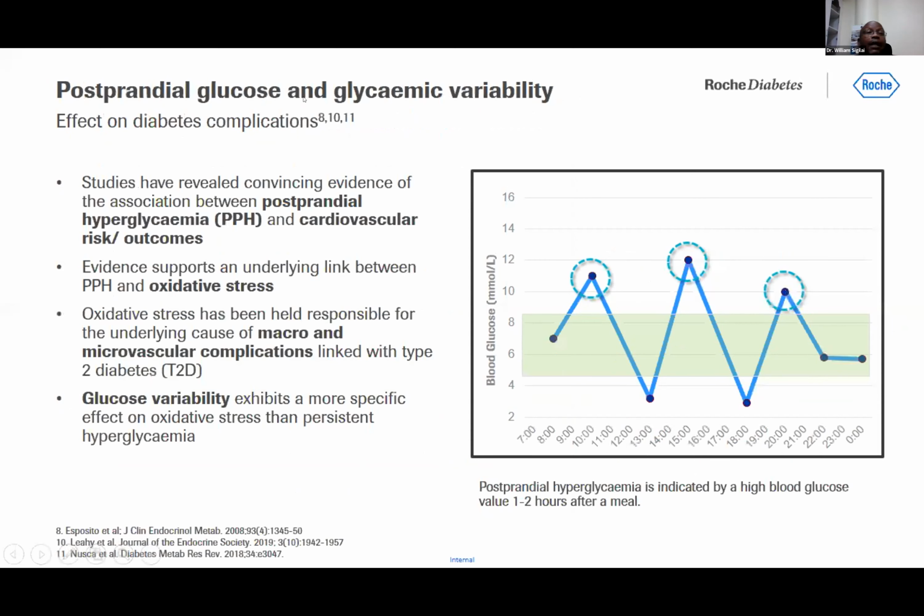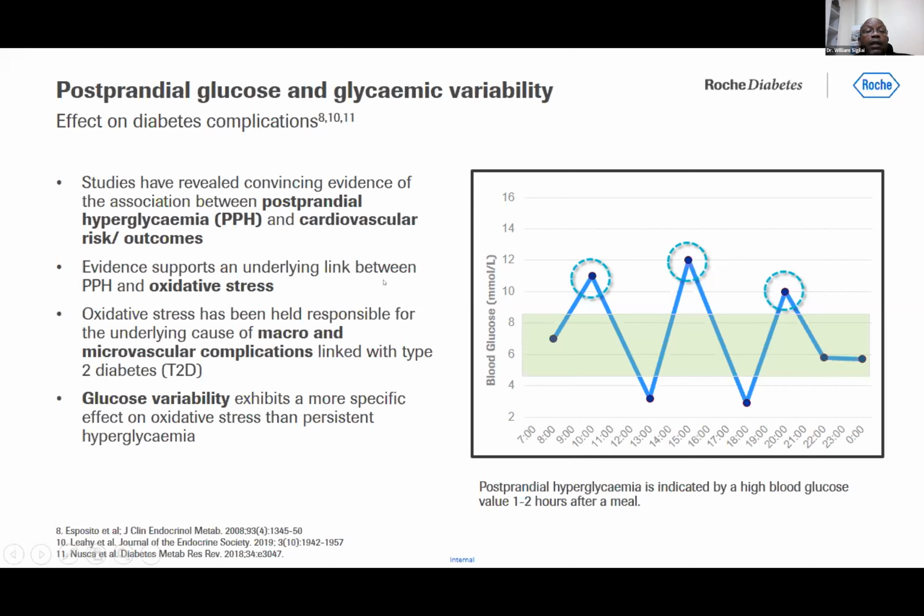I've skipped one slide. So, postprandial glucose and glycemic variability. There's an aspect of blood sugar management referred to as variability, which received inadequate attention in the past. That means you may have what looks like well-controlled sugar, but the level of variability will put the patient at risk of complications. Studies have come up with evidence of an association between postprandial hyperglycemia and cardiovascular risk. So postprandial hyperglycemia is actually a risk factor for heart disease.